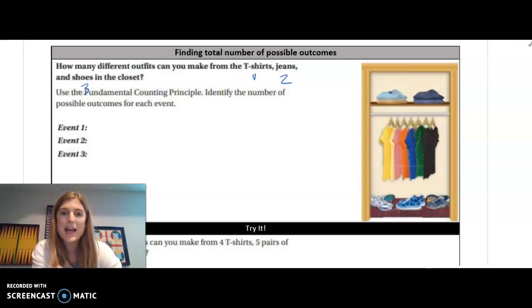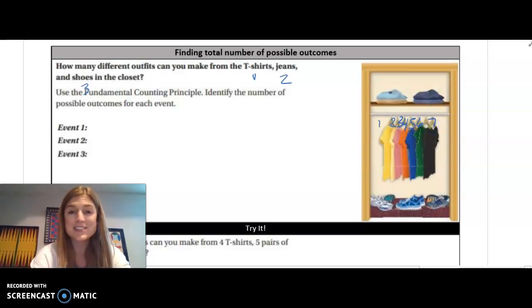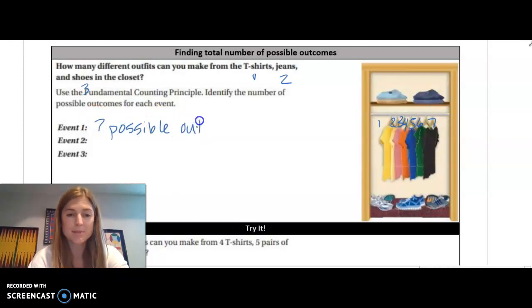So we need to make sure how many possible outcomes, or how many possible t-shirts, can I choose to make an outfit. So in this case, I got 1 yellow, 2, 3, 4, 5, 6, 7 possible t-shirts. Or I'm just going to say possible outcomes. I'm going to draw a little arrow, t-shirts.